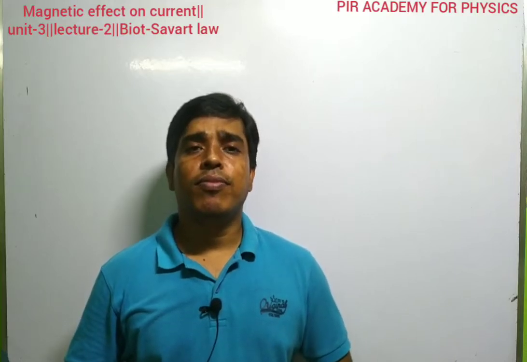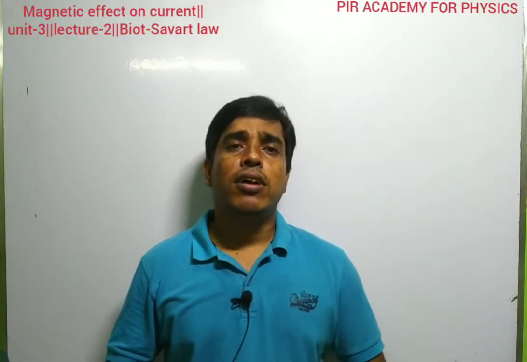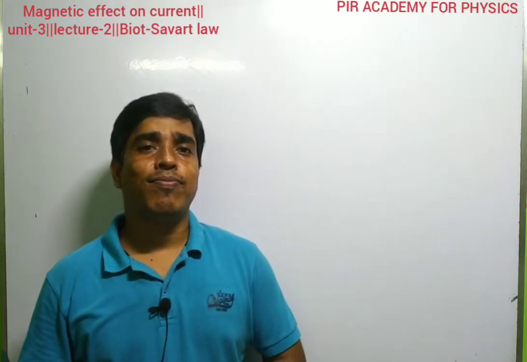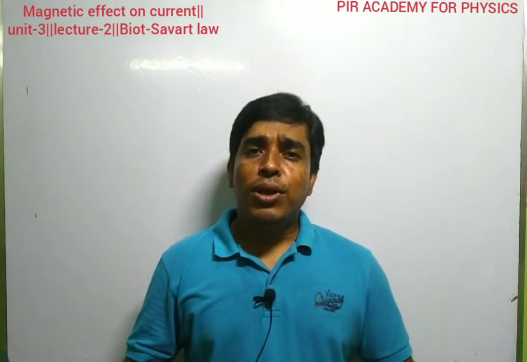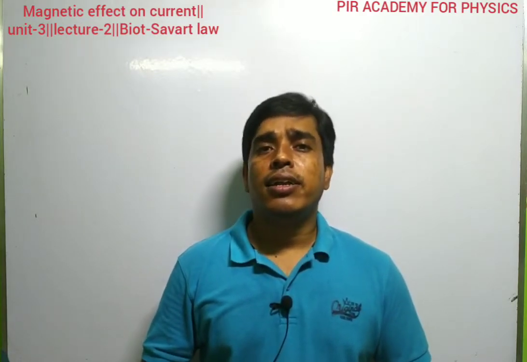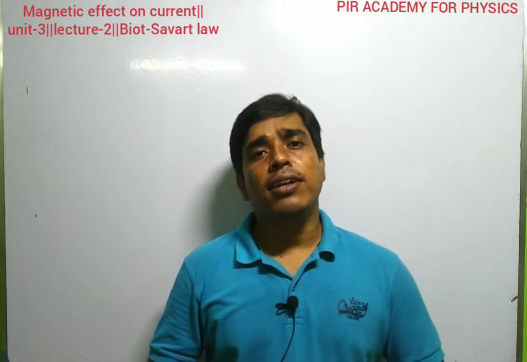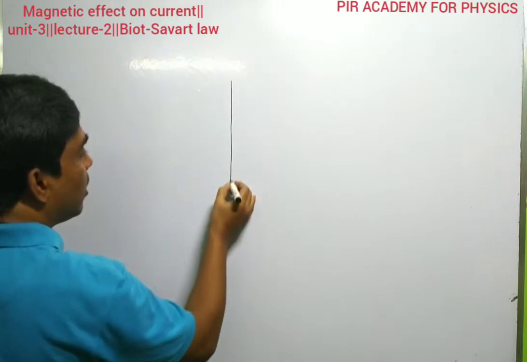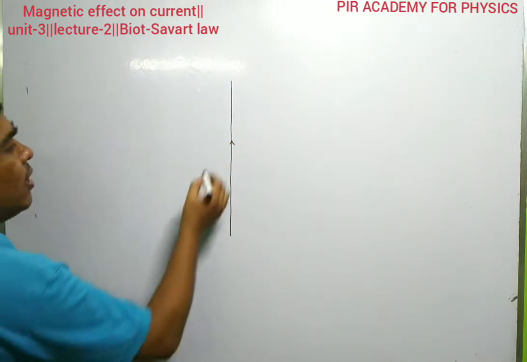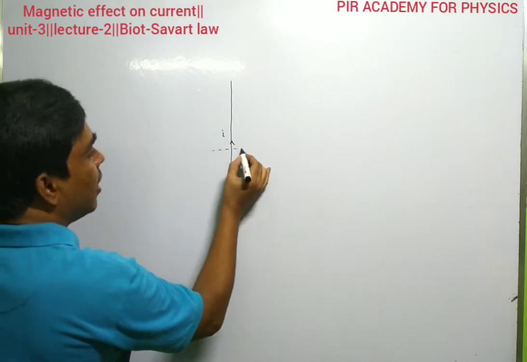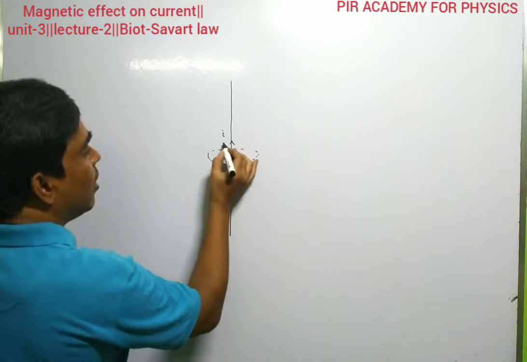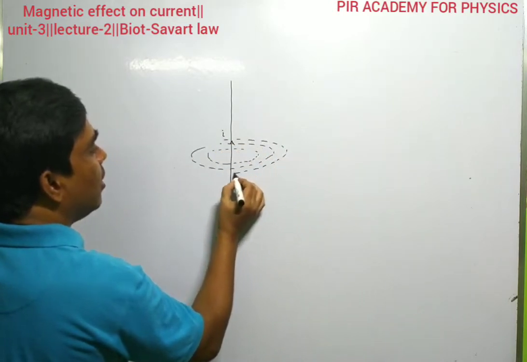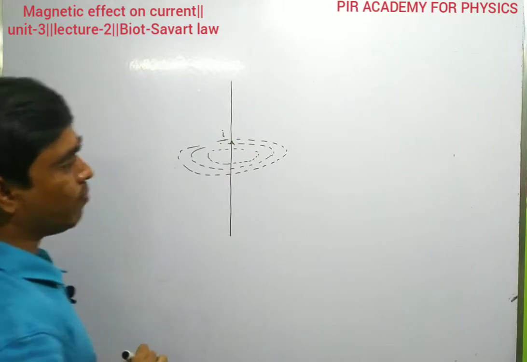Hello students, in the previous class I discussed the concept of magnetic field, and we learned that a current carrying conductor creates a magnetic field around it. That means this is a current carrying conductor, and it creates a magnetic field around it. I have already taught this concept.